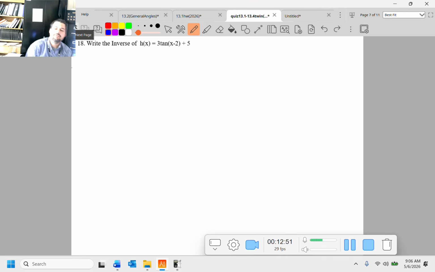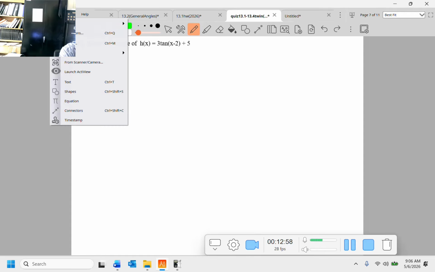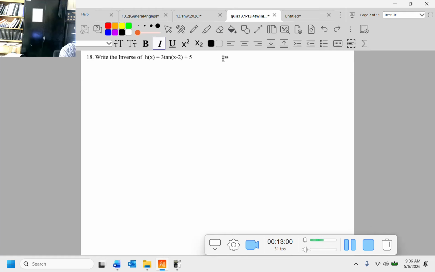18, write the inverse of h of x is 3 tangents of x minus 2 plus 5. So it's been a minute and you guys forget everything. First step, swap x and y. Step 2, resolve for y.